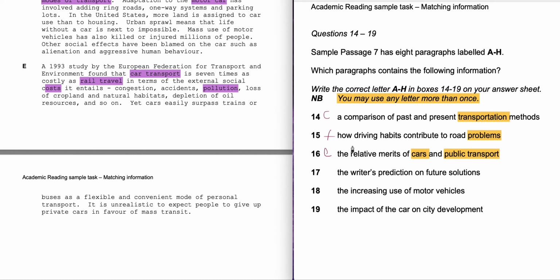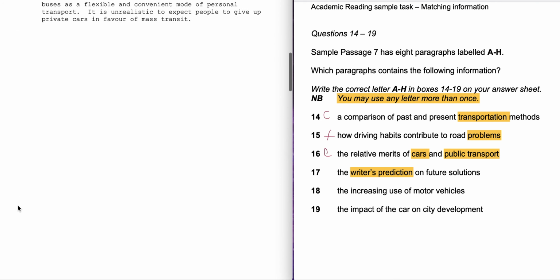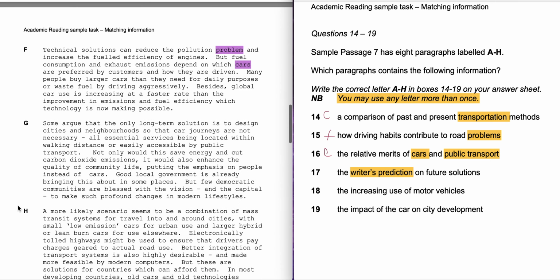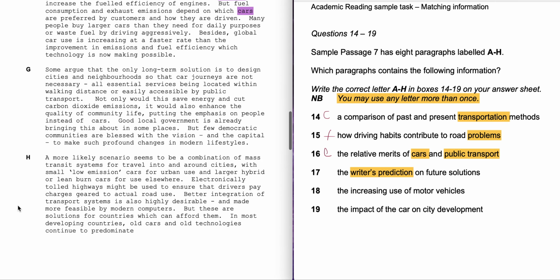And then we go further to question number 17. So the writer's prediction on future solutions. So basically his opinion. I'm just gonna highlight this writer's prediction. So we have to be very careful at times to find any information where he talks about his opinion regarding the problem. So we go further to G.